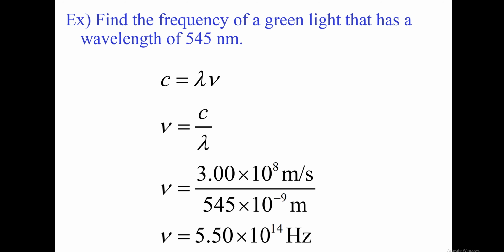So in this case, we're going to divide 3.00 times 10 to the 8th power meters per second by 545 times 10 to the negative 9 meters. That's already been converted from nanometers. And your answer is 5.50 times 10 to the 14th hertz. And keep in mind, it is 3 significant figures.